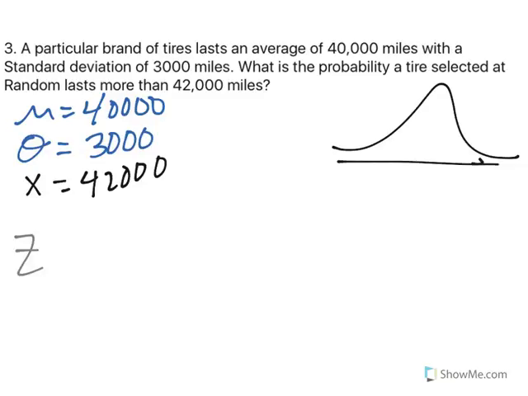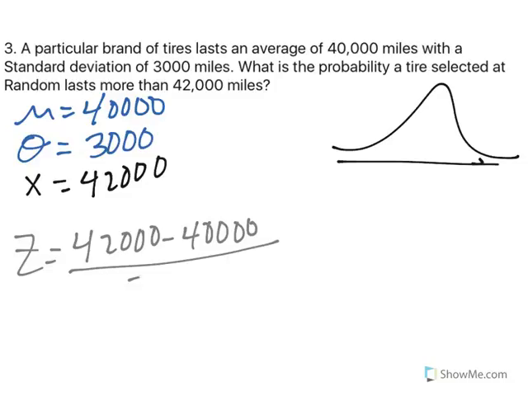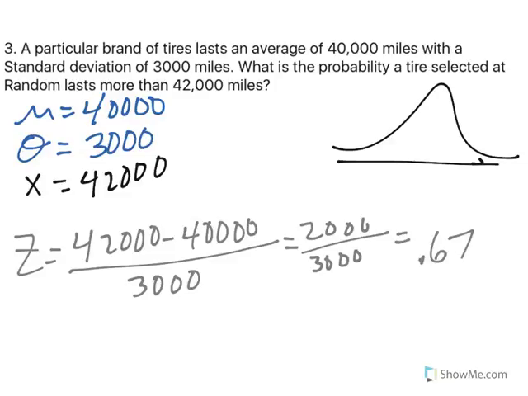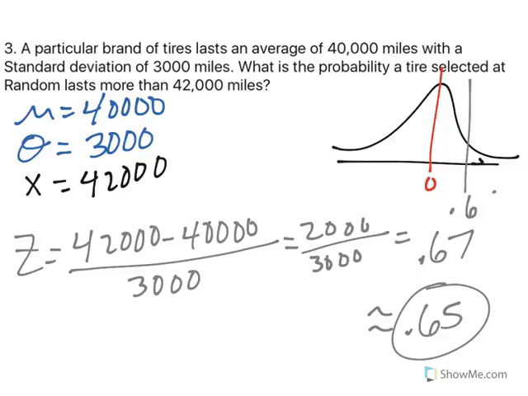So z is value minus the mean over the standard deviation. Now when you do this, you get 2,000 over 3,000, which comes to be 0.67. Now 0.67 is not on the chart, so you need to round, and I always go closest to. 0.67 is closer to 0.65 than it is to 0.7. 0.65 is positive. Here's 0, so 0.65 would be over here. And the probability would be more, so now we're looking to the right. We're looking at this area over here.